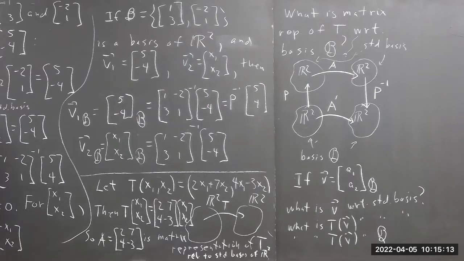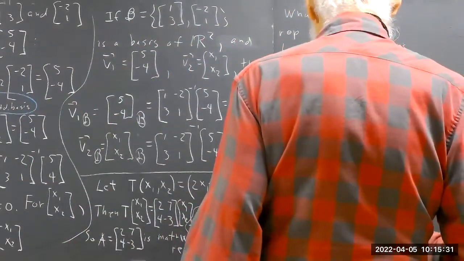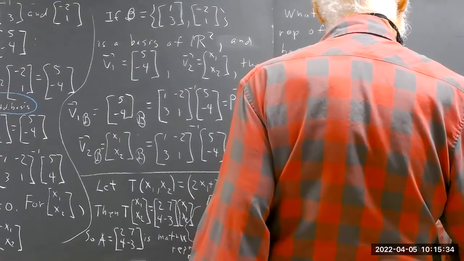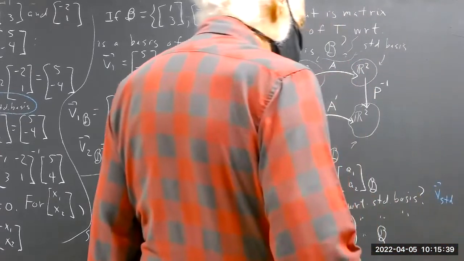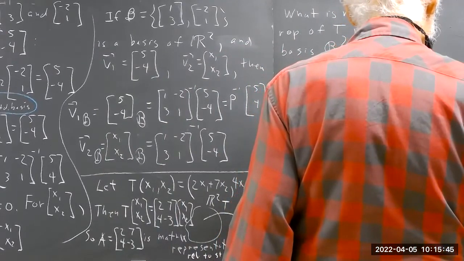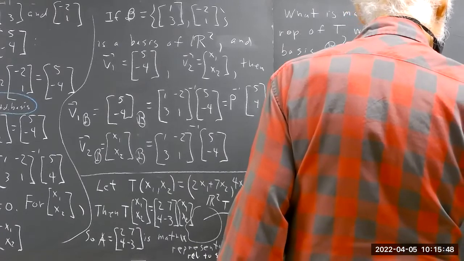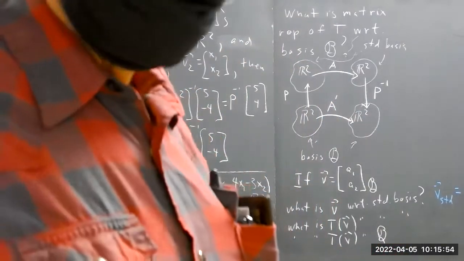What do we say here? P times B with respect to the basis B is equal to B with respect to the standard basis, right? So the answer to the first question is, because of this, with respect to the standard basis, P times B with respect to the other basis, whatever that basis might be.